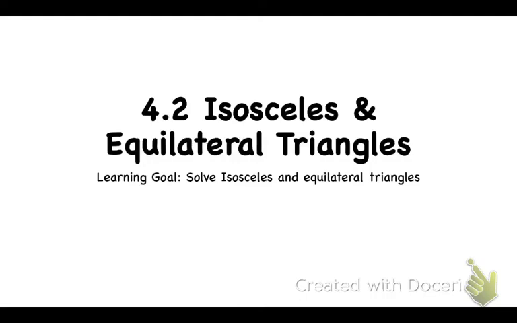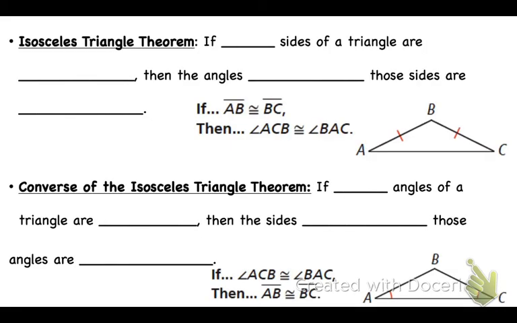Okay, 4.2 isosceles and equilateral triangles. We're going into our triangle congruency chapter. We'll talk about how we can tell certain triangles are congruent to each other. So, isosceles triangles, we discussed it 2 days ago. Isosceles triangles have two sides that are what?